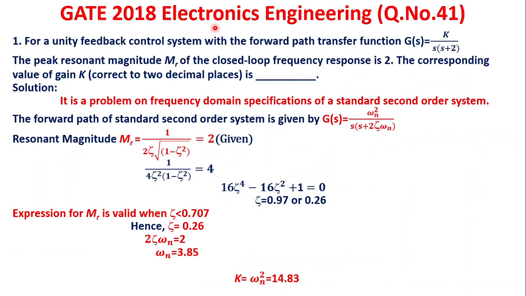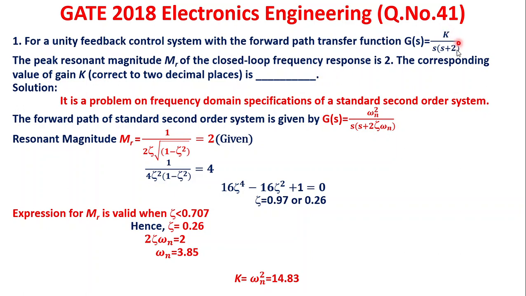Problem number 1 is taken from Electronics Engineering 2018, question number 41. For a unity feedback control system with the forward path transfer function G(S) equal to K divided by S into (S plus 2), the peak resonant magnitude Mr of the closed loop frequency response is 2. The corresponding value of gain K, correct to 2 decimal places, is dash. So this is a problem involving a numerical answer type. So objective type is not given.